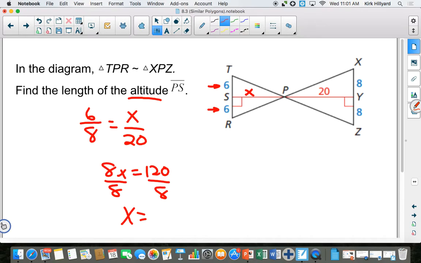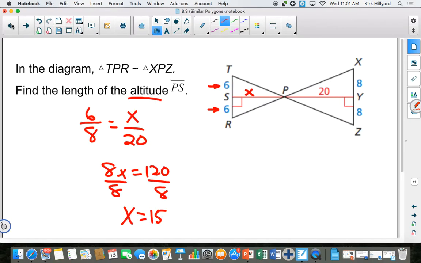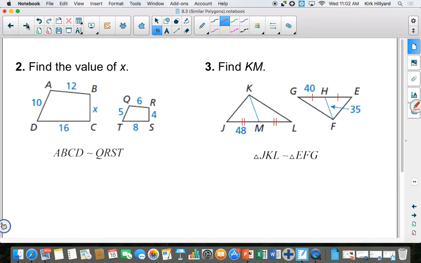So x is equal to 15. And then it's probably a good thing to look at it and say, does 15 sound like a decent number? If you were to get something that was larger than this one, then that would not make sense. Look at your answer and make sure it makes sense.